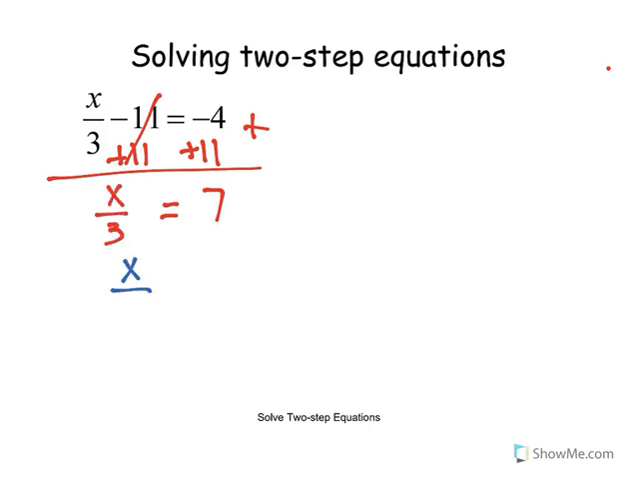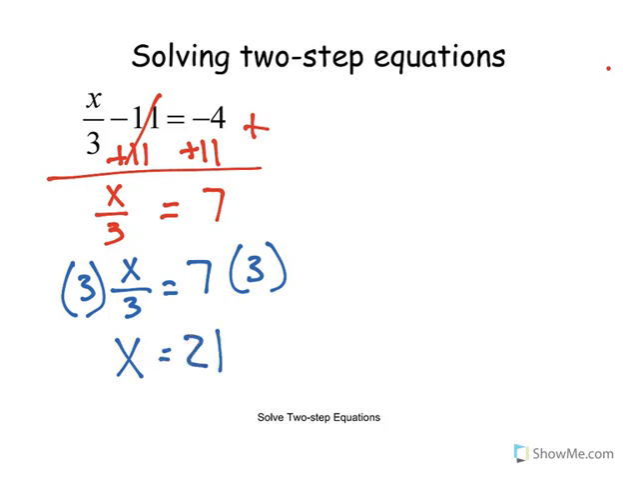So how do we deal with x thirds? Well, x thirds is x divided by 3, and the opposite of dividing by 3 is multiplying by 3, right? Because what's going to happen if I multiply by 3? Well, technically I get 3x divided by 3, and 3 divided by 3 is 1, which gives us x, and 7 times 3 is 21.